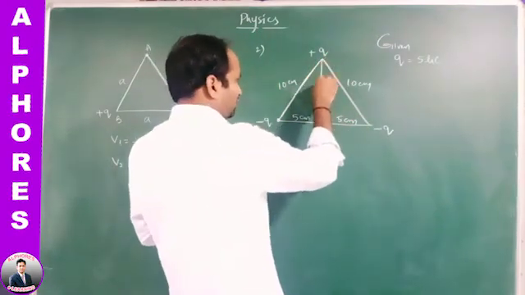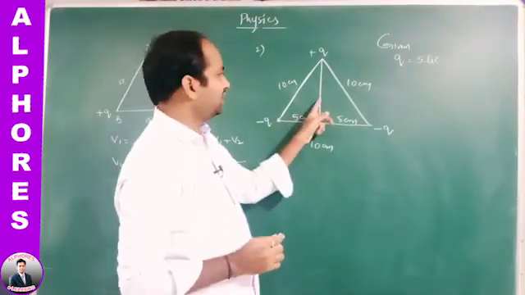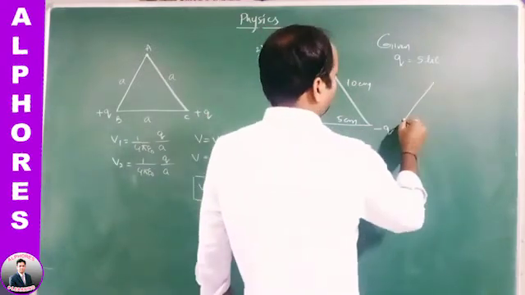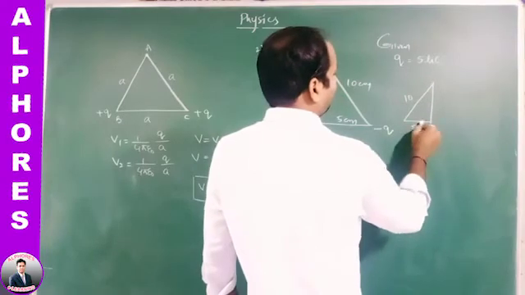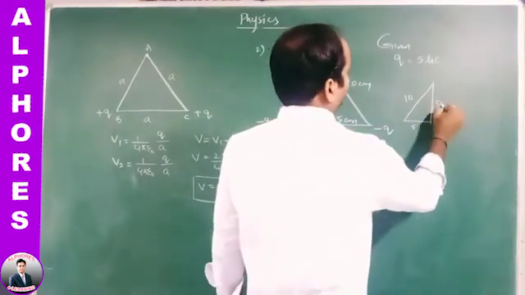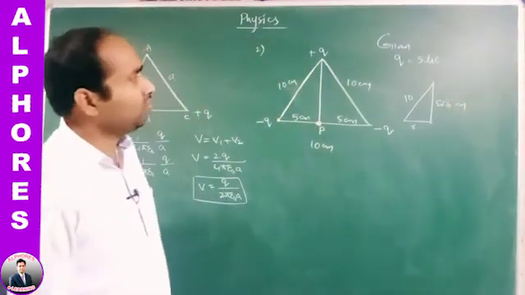From the positive charge, what is the distance here? Under root of 10 square minus 5 square, according to Pythagoras theorem. This is 10 centimeters, this is 5 centimeters, we need this value. Under root of 10 square minus 5 square, 75, 5 root 3 centimeters.